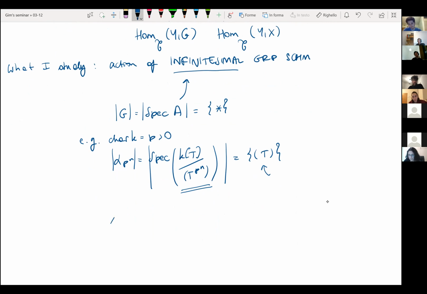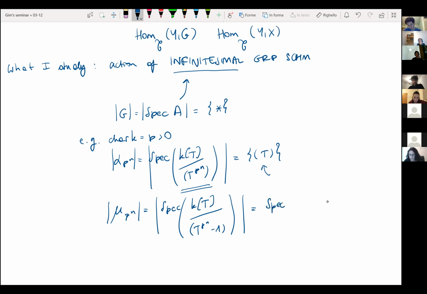Another example, always in characteristic p, is given by μ_(p^n), which is the spectrum of K[T]/(T^(p^n) - 1). Now, since we are in characteristic p, this is actually topologically equal to Spec of K[T]/((T - 1)^(p^n)). And this has only one point, T - 1.